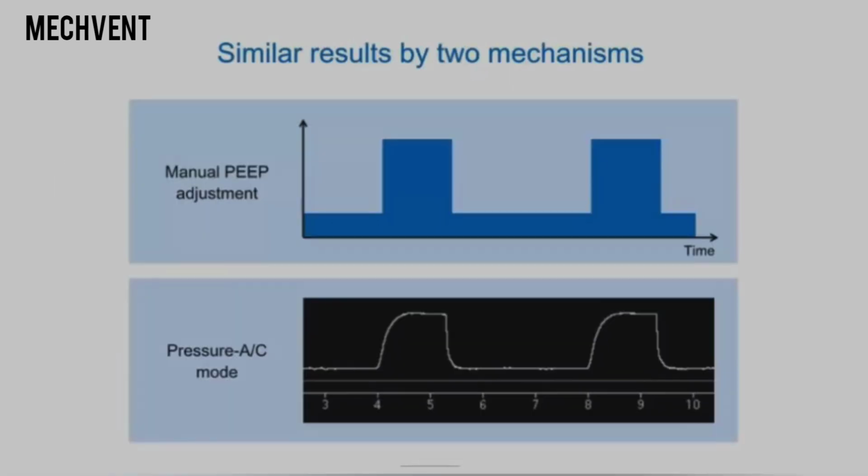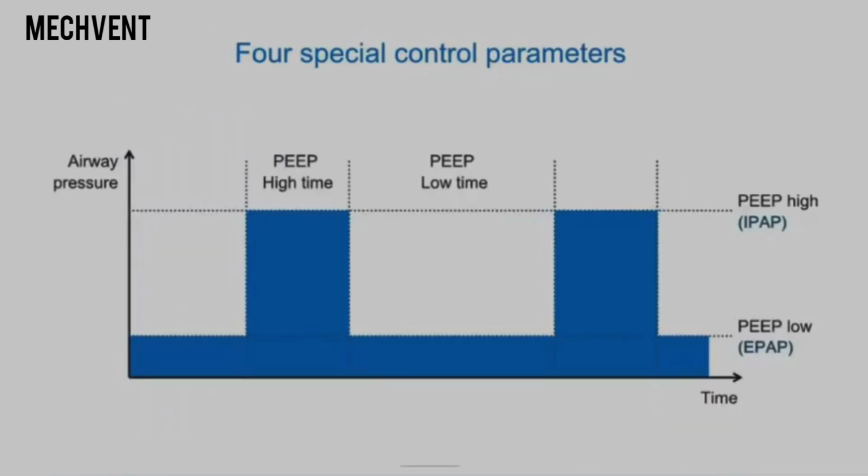The activities cause the PEEP to alternate between 5 and 20 centimeters of water in a specific time pattern. The resulting waveform is very similar to that of a pressure mode. This proves that mechanical breaths can also be generated by PEEP generating mechanism. For this application, PEEP alteration is called biphasic mechanism. In biphasic modes, PEEP alternation is automated. For that we need 4 special controls: PEEP high, PEEP low, PEEP high time, PEEP low time.